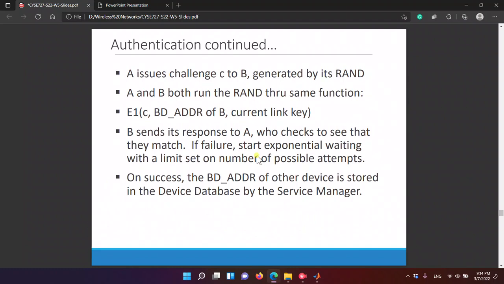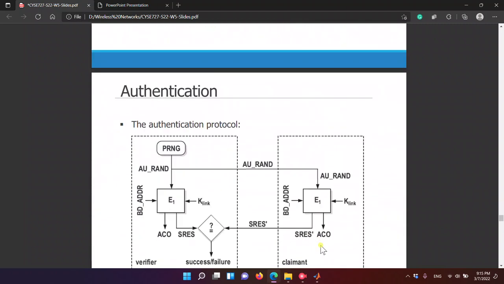A issues a challenge C to B, generated by its random number. A and B both run the random number through the same function, which is the encryption of the challenge C, the Bluetooth device address of B, and the current link key, which we already generated. Now we will authenticate. B sends its response to A, who checks to see that they match. If it fails, exponential waiting starts, with a limit set on the number of possible attempts. On success, the Bluetooth device address of the other device is stored in the device database by the service manager.